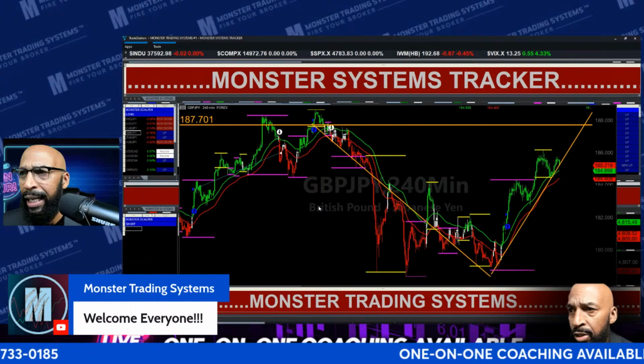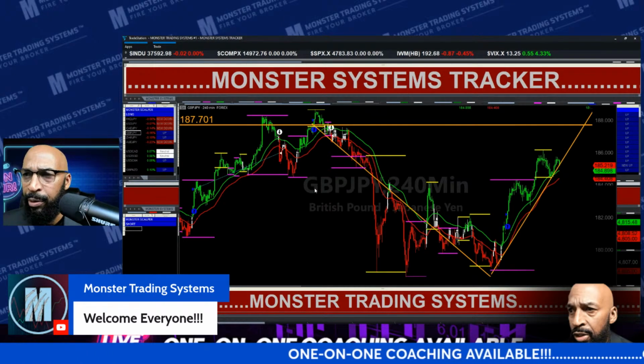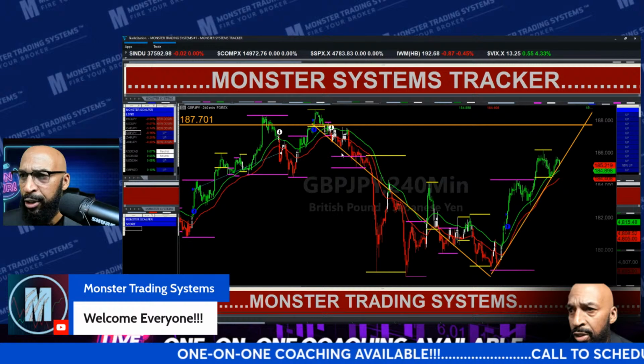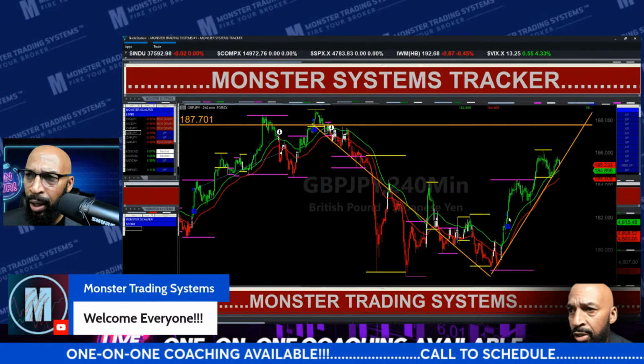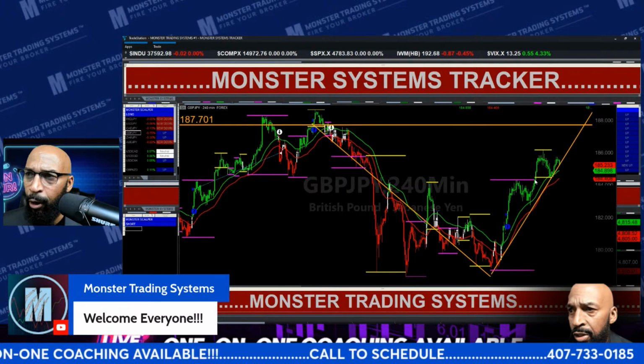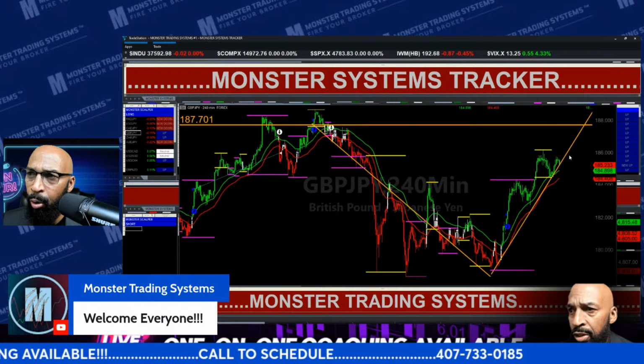Pound yen, great trade going, guys, with pound yen. Here's your markdown phase. Buy signal right here. Buy signal right here. All green candles holding that trend line.